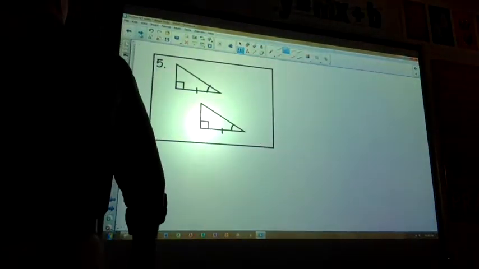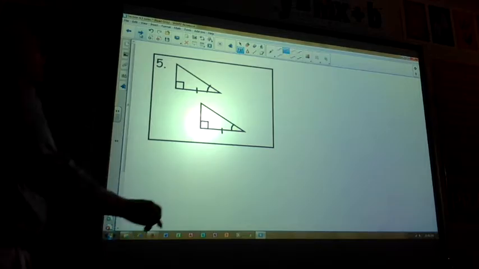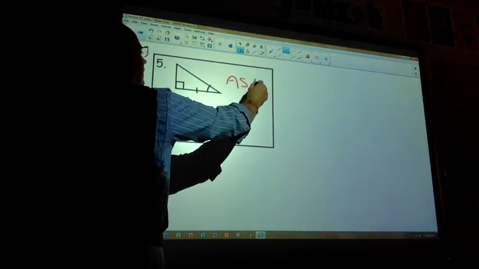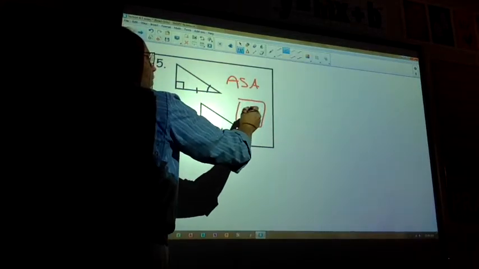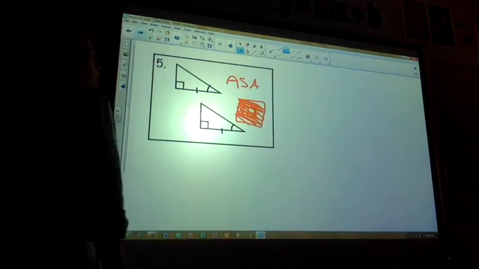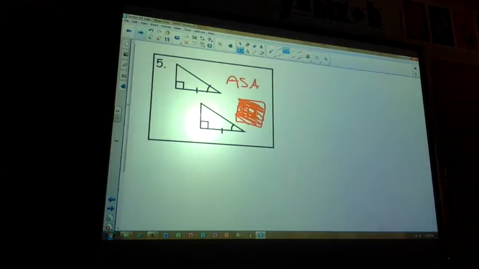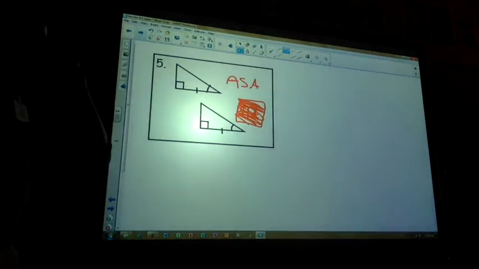Cool? What about that one? Have we proven ASA? Angle side angle works on this. We will eventually get to hypotenuse angle. Oh, no, we don't. Never mind. There's no hypotenuse there. There is one called hypotenuse angle that we'll get to. But this is angle side angle. You know that, as we could draw that. So angle side angle.